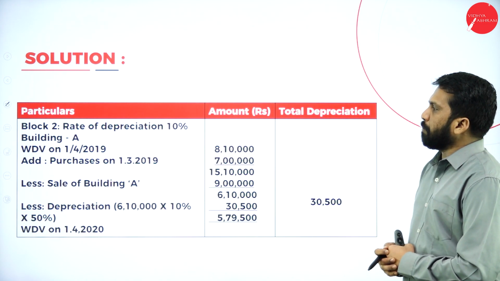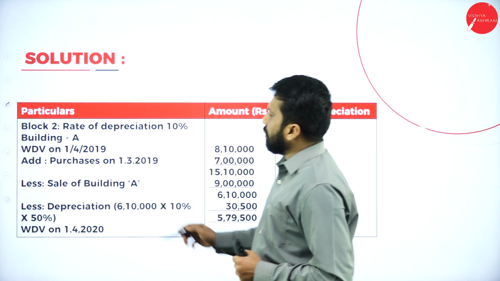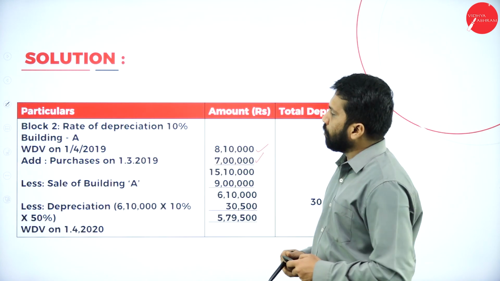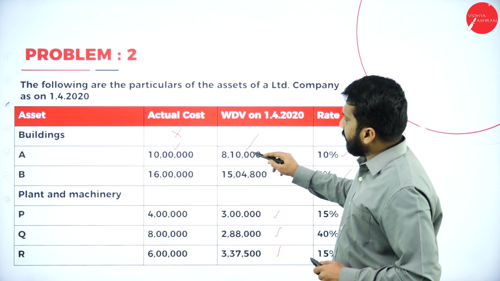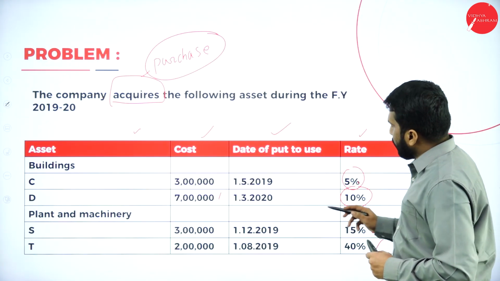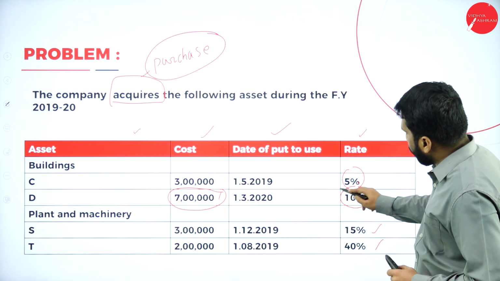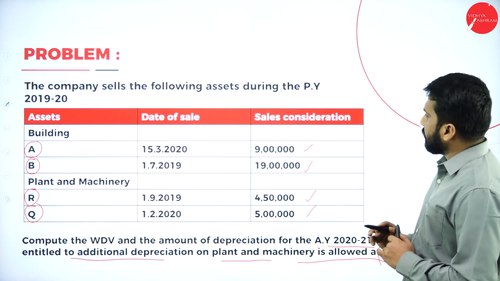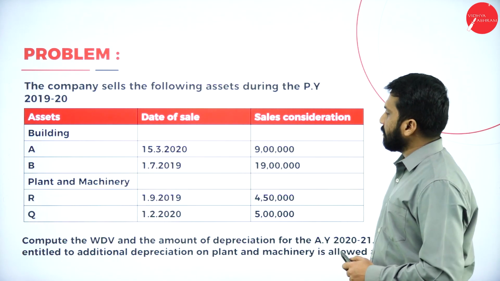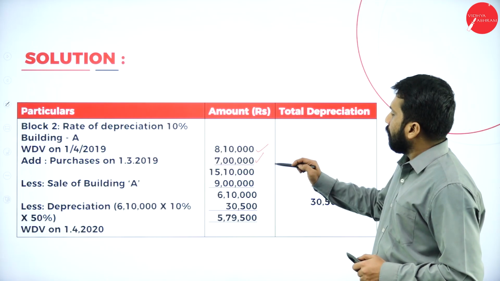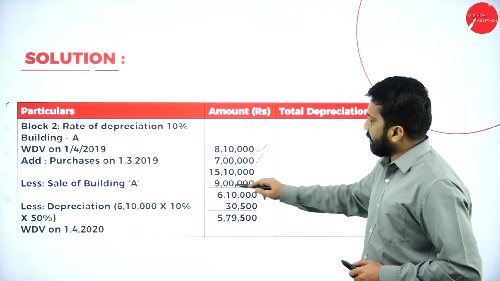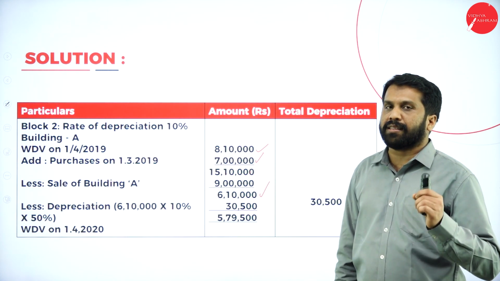Your block 2 rate of depreciation is 10% and your building value is 8 lakh 10,000. What are the purchases? 7 lakh. I'll show you. What is the value of building? 8 lakh 10,000. Your 10% building is 8 lakh 10,000. What are the purchases? 7 lakh is a purchase for the 10% building. What is the sale? Your building is sold for 9 lakh. All the information you have? Yes. Now, 8 lakh 10,000 plus 7 lakh is 15 lakh 10,000, minus 9 lakh, you got 6 lakh 10,000.